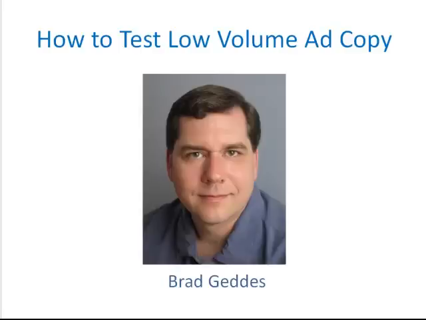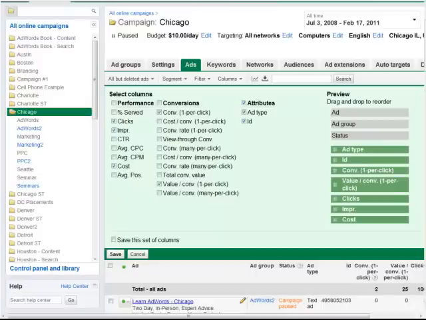When testing low volume accounts, instead of testing completely different ad copies, test different calls to action, different benefit messages, or unique selling propositions across multiple ads at once. So the first step is to identify the ad groups where you want to run the tests. Since you're going to run 2 or 3 different benefit messages or calls to action in multiple ad groups, you want to make sure those ad groups contain keywords that drive very similar conversion actions and have very similar overall messages.